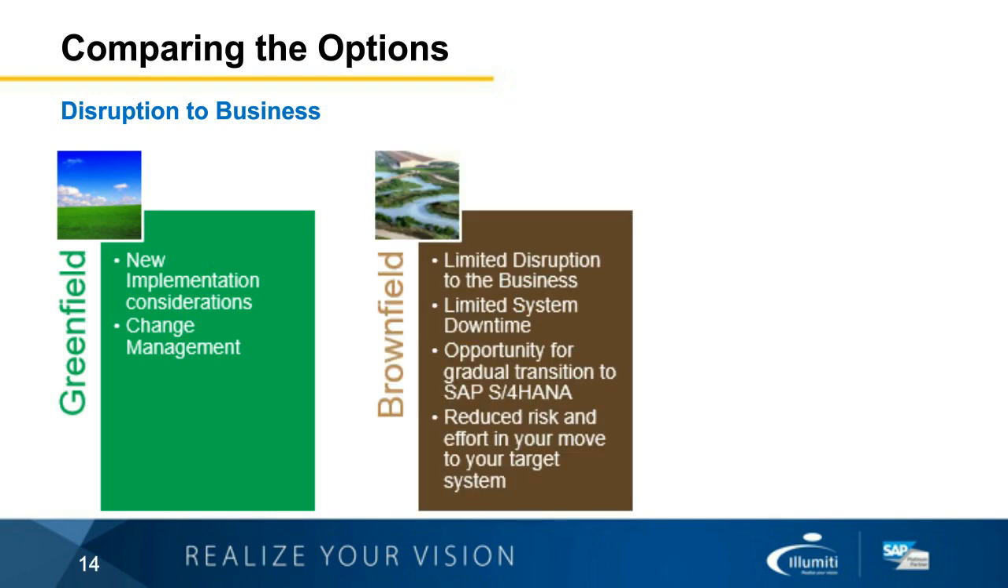The brownfield, and we're going to spend a lot of time talking about that in the next half an hour, is really focusing on limited disruption actually to the business, limited system downtime, an opportunity to do a gradual transition. So let's just get that technical upgrade done and only roll out new capabilities as and when the different business units require that. And in that, there is a reduced risk and effort in your move because you're using the system that you currently have. So that's all included in the brownfield environment. So probably the least disruptive to the business from that perspective.